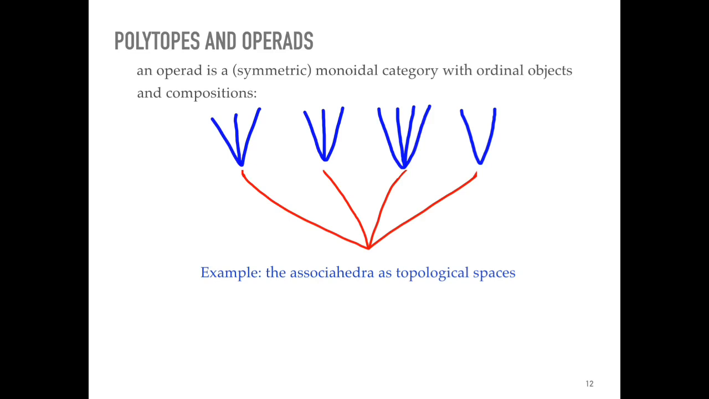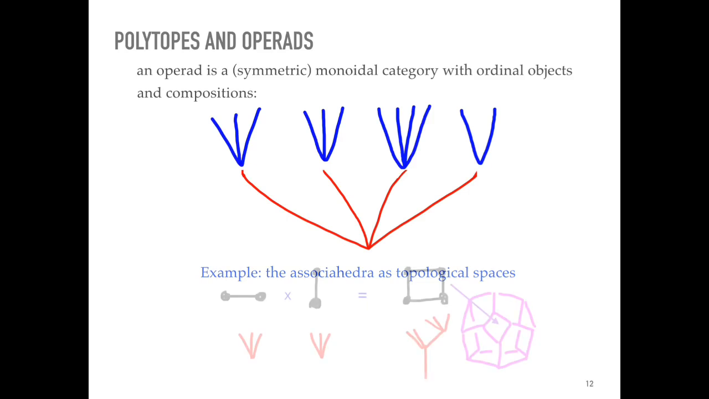Now, we will represent those compositions again by trees. There are different kinds of trees all over the place in this theory. And that's what an operator is. It's a set of things which have a nice composition, which we are representing here by trees.